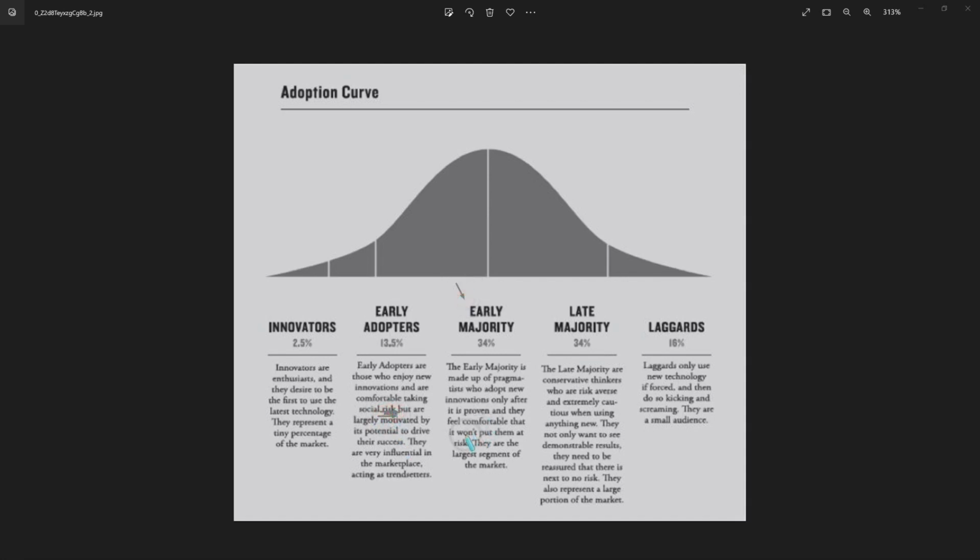Then comes the early majority. The early majority has a totally different type of behavior. They're more pragmatic investors. They follow new innovation only when it is proven and they feel comfortable that it won't put them at risk, so they are less risk takers. They're not necessarily risk averse like the late majority will be. These guys are really risk averse. They will reduce risk to the bare minimum, and they will wait for these things to be proven entirely safe before actually trying to use them moderately.